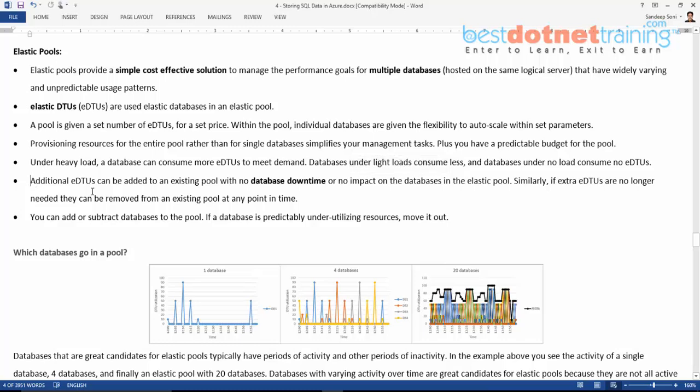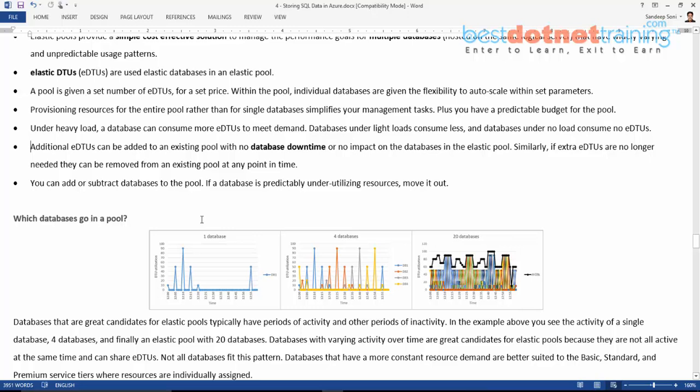And not only that, when you know that eDTUs which are allocated to your pool are not sufficient, you can always increase the number of eDTUs for your pool, or you can as well decrease it. Increasing and decreasing can be done without any database downtime, and obviously there will not be any impact on the databases in the elastic pool. This is a really beautiful feature. eDTUs can be increased or decreased on a need basis.